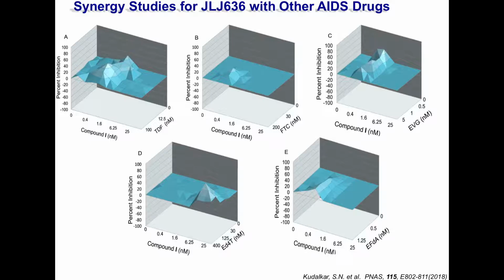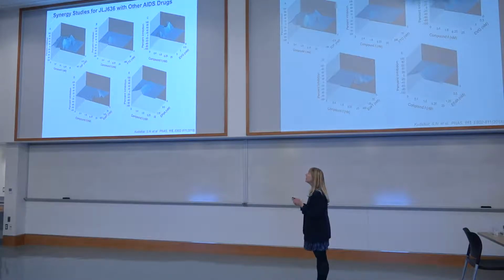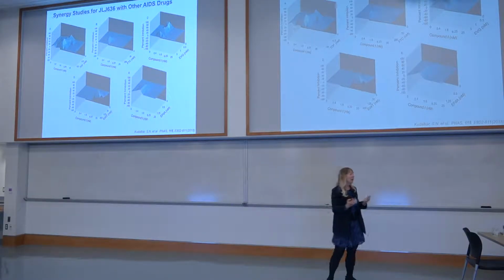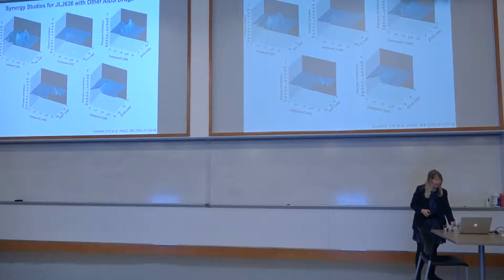In these synergy plots, if one sees peaks in the positive coordinate, that illustrates that there is synergistic inhibition with each of the different classes of drugs that are currently on the market. So not only the nucleoside drugs, but also integrase inhibitors. So we were really excited to find out that it was not only very potent, but also synergistic.